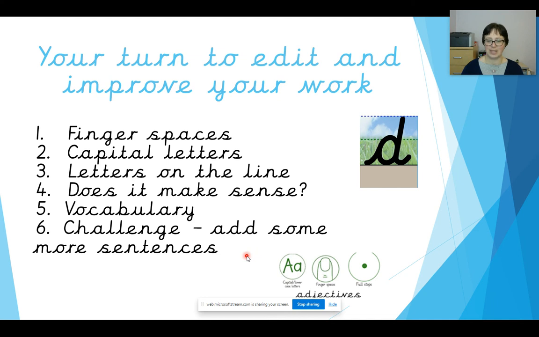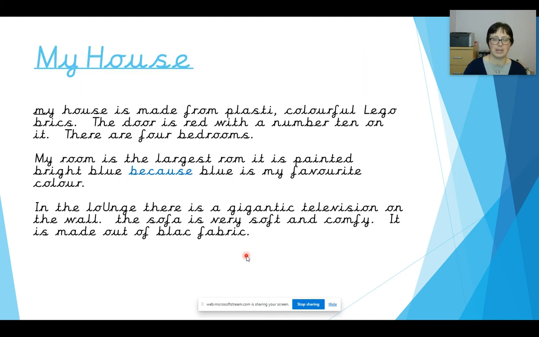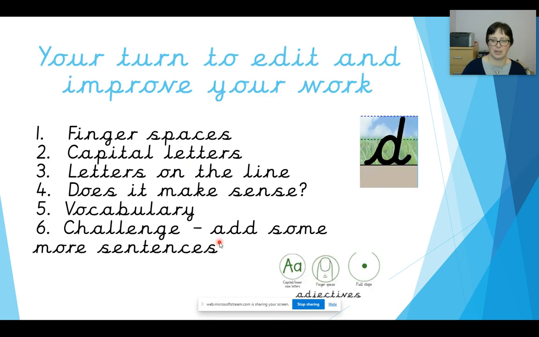Add some more sentences. Okay, so if I just flip back, here was mine. I added this extra bit here describing the colour of the fabric. You can add a couple more sentences. Okay, and I put down here capital letters, finger spaces, full stops, adjectives, those symbols to remind you as well. Okay, we're really looking forward to seeing your edited work and how you've made sure and gone back and checked for those capital letters. And you might even decide that you might take a couple of sentences and rewrite them again. Have another go at writing them, even if it's just writing them on the line.